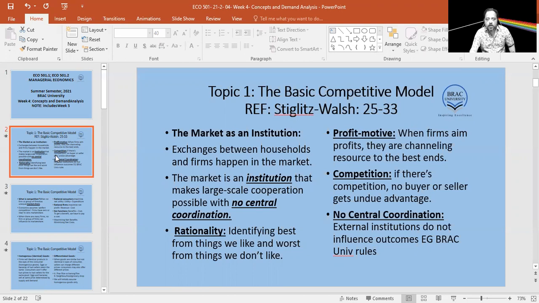Now the bread seller may have sold the bread, but in another market, he's going out for some clothes, which he can't make on his own. So he goes to the clothes market and he buys clothes. The buyer and the seller don't need to know each other. In this sense, markets make possible large-scale cooperation. Central coordination, we're coming to that point now.